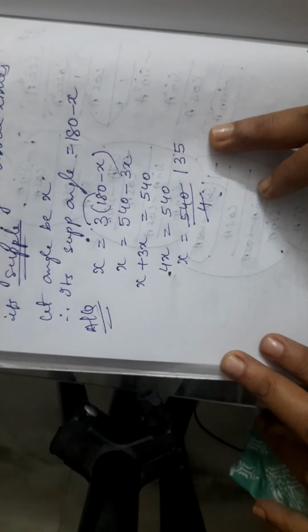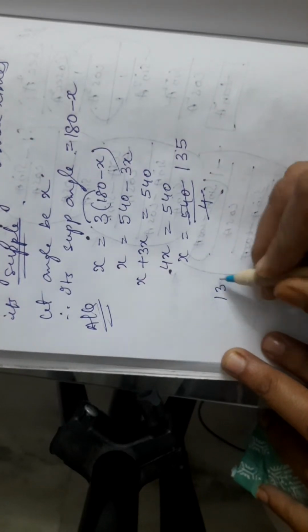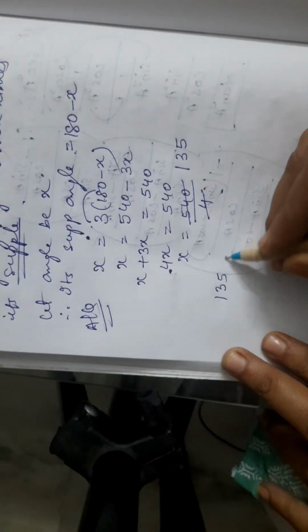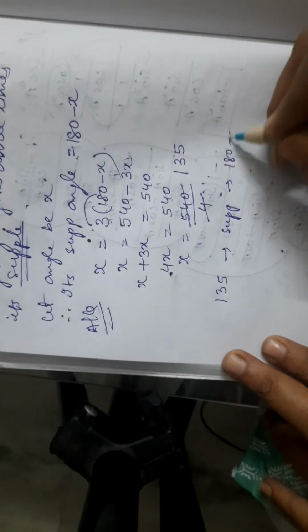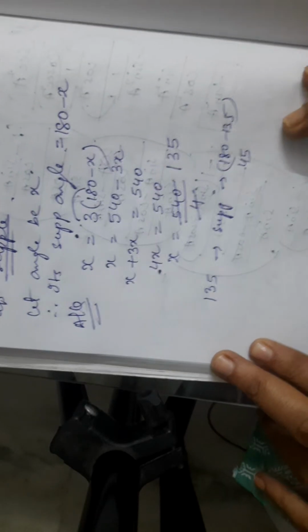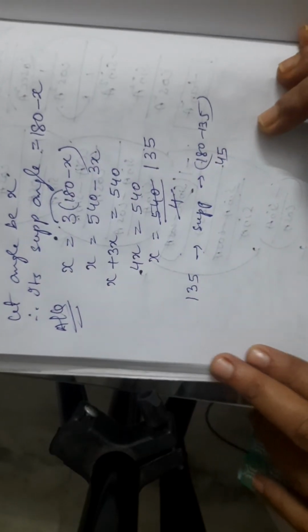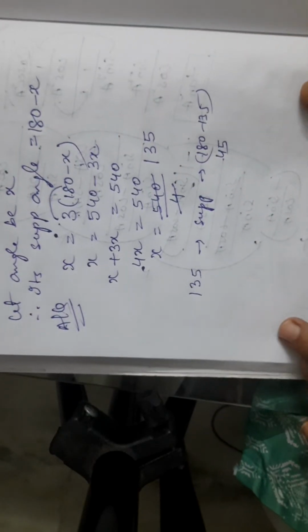One of the angles is 3 times its supplementary. Find the measure of the angle. So if one angle is 135, its supplementary will be 180 minus 135. So it's 45. This is how we can solve this kind of question. Now let's start with the next question.